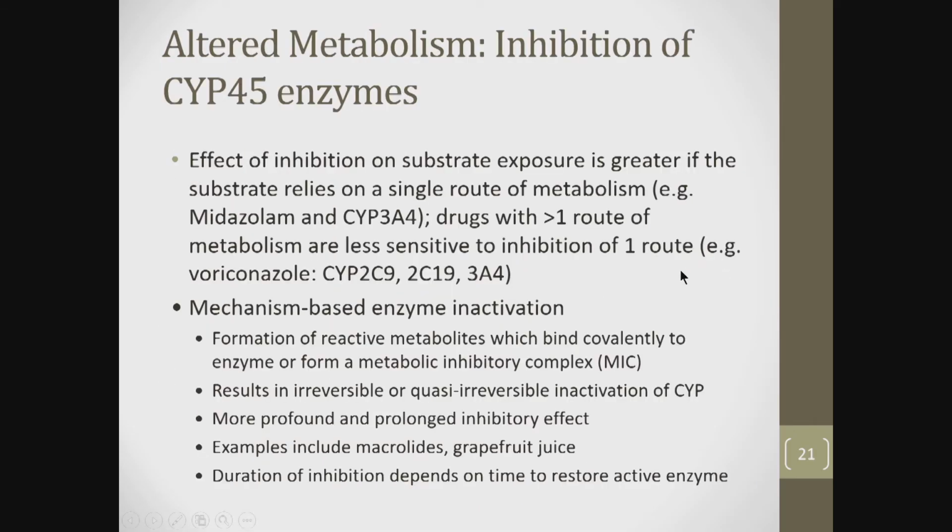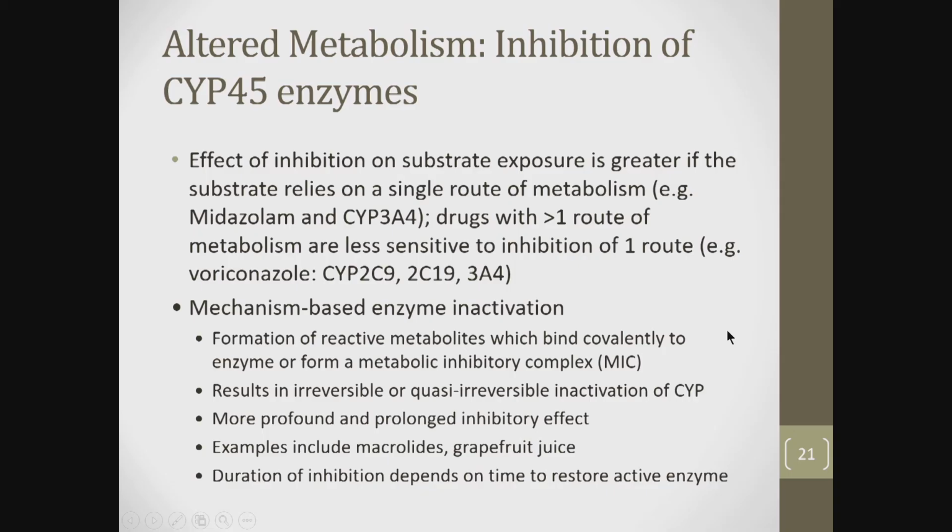The effect of inhibition on a substrate is, of course, greatest if that substrate relies on only a single route of metabolism. So a great example is midazolam, which is a classic sensitive CYP3A substrate. It relies only on CYP3A4, and it's very extensively metabolized. So it doesn't take much inhibition of CYP3A4 to get a very profound increase in midazolam exposure. Drugs with more than one route of metabolism, however, like voriconazole, which relies on 2C9, 2C19, and 3A4, are less sensitive. So if you inhibit CYP3A4, voriconazole still has CYP2C9 and 2C19 as pathways for elimination.